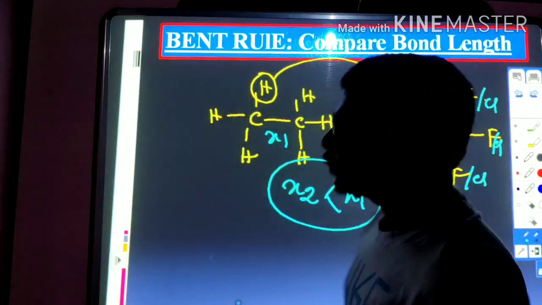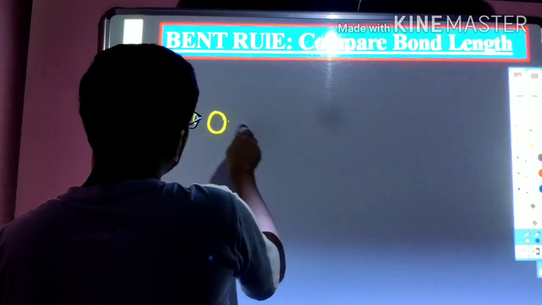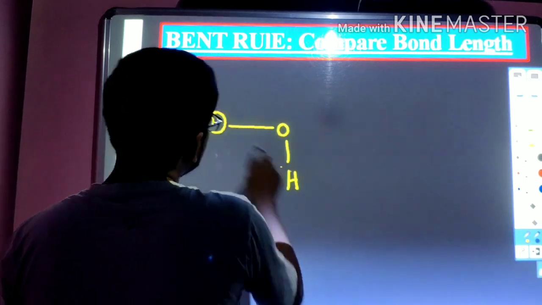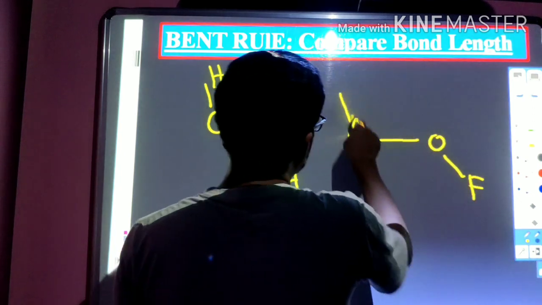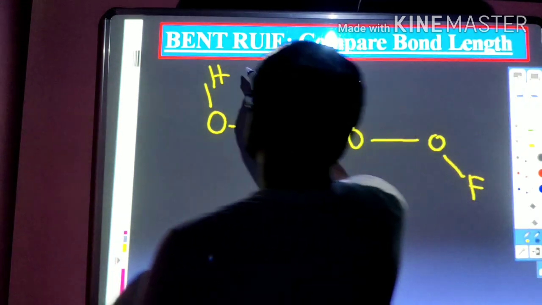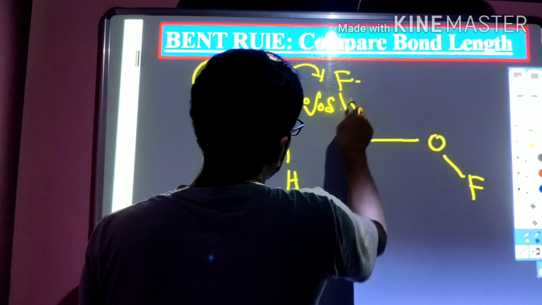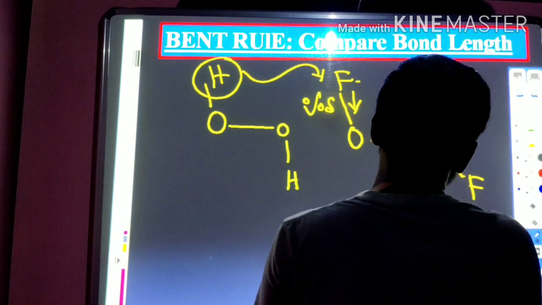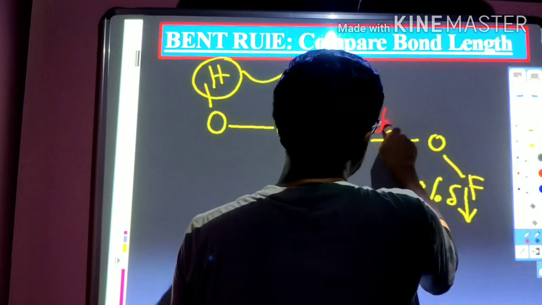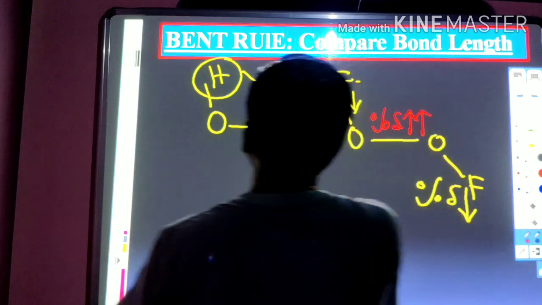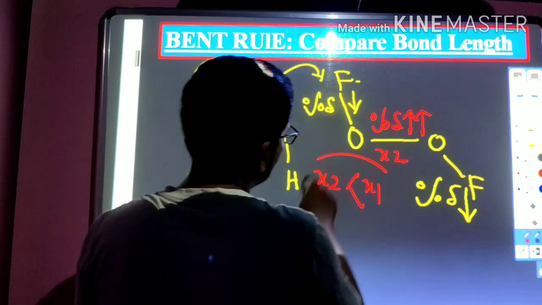Now H2O2 and the fluorinated version. Very simple. This is O, this is H, this is H, O. Here H is replaced by fluorine. So here percentage of S character decreases. If percentage of S character decreases here, then here percentage of S character will increase. So if the bond length is x1 and this is x2, then x2 is less than x1.